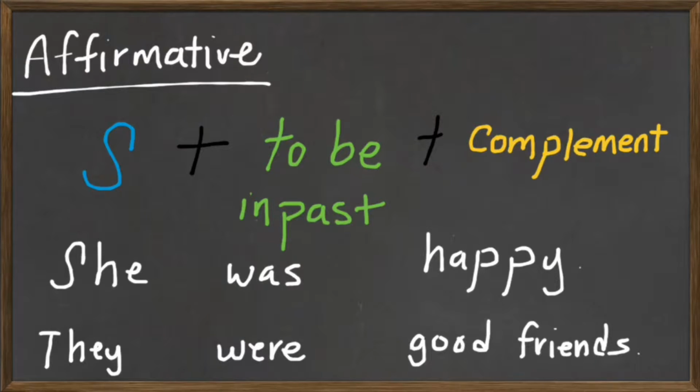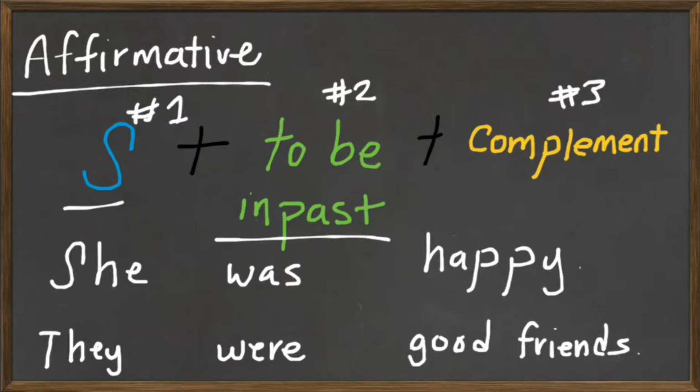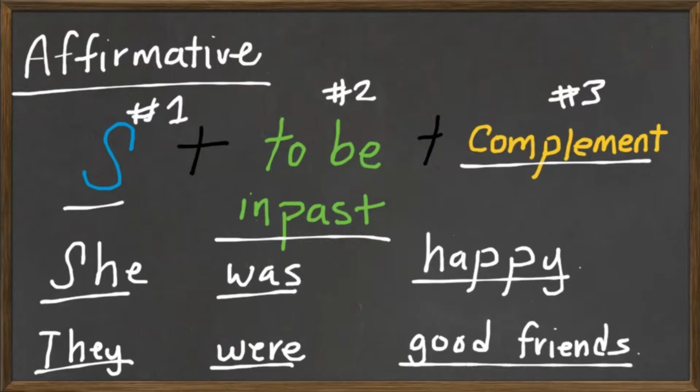Okay, we will check the affirmative, the negative, and the question form. In the affirmative, we only have three components: component 1, component 2, and component 3. We have a subject, the verb to be in past, which can be was or were, and the third could be the complement. Example: she was happy. They were good friends. We have subjects in this part, he, she, and they, and we have the verb to be. For she we use was, for they we use were, and the complement, happy and good friends.